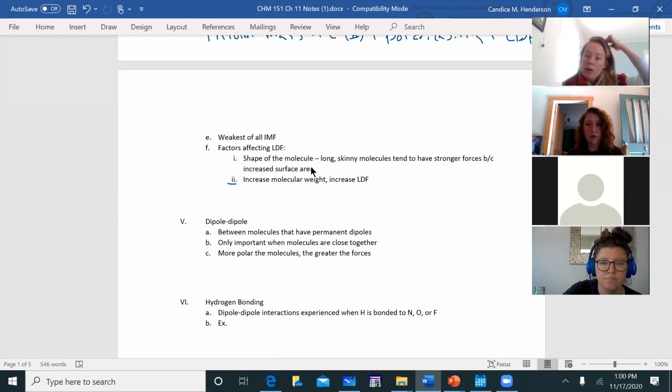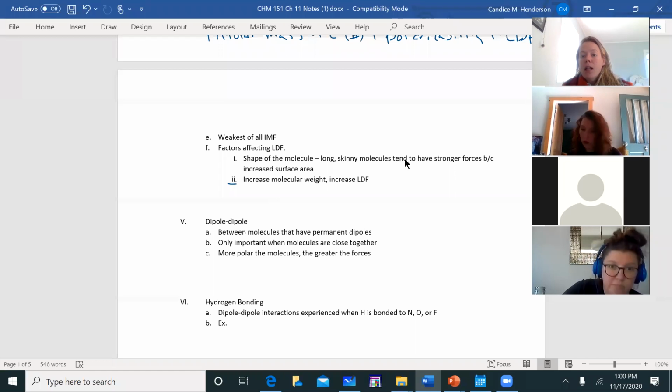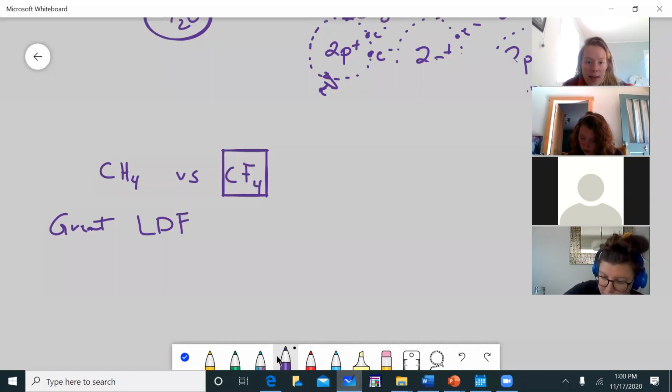When talking about our London dispersion force, there is another thing that affects our LDFs as well, and that is the shape of the molecule. Long, skinny molecules will tend to have stronger forces because they have an increase in surface area. When they're more compact, more globular, they'll stay to themselves. When they're long and skinny, they can intertwine or wrap around each other. I'll give you an example for this.